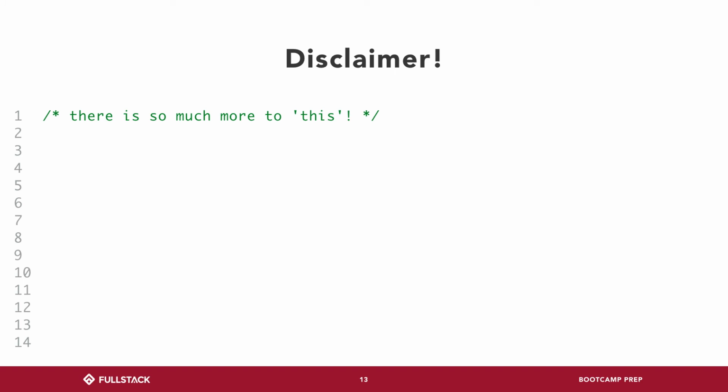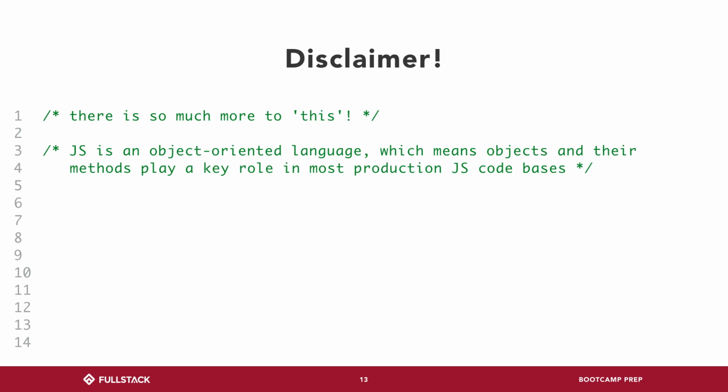Yes, there's so much more to this. JavaScript is an object-oriented language, kind of. JavaScript is a weird language. It's both object-oriented and it has some functional properties. That's why everyone hates it, but they hate it because they don't understand it, and they're scared of its power. JavaScript is awesome. Anyway, yeah, so we're only skimming the surface of this.